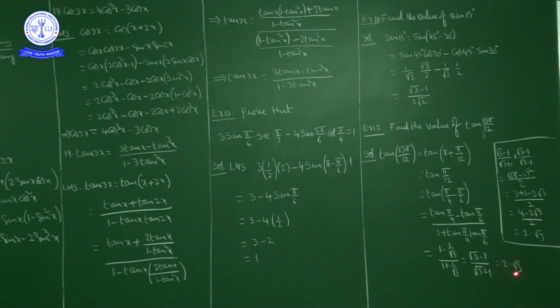2 minus root 3. So sin 15 degrees value we learned, that is root 3 minus 1 by 2 root 2. And tan 15 degrees value we learned, that is 2 minus root 3. Tan pi by 12 or tan 15 degrees, both are the same, value is 2 minus root 3. These also we can use as formulas in further problems.